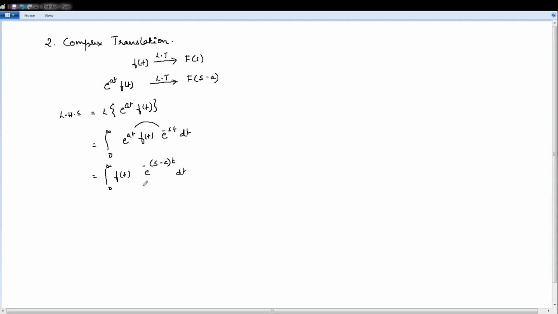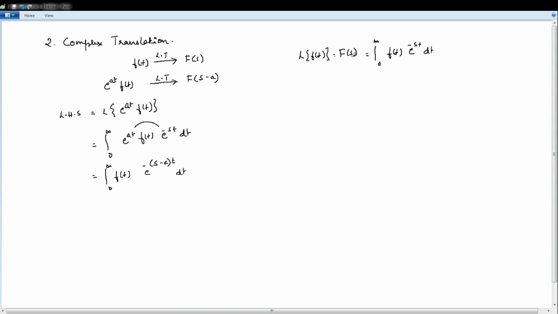Now from the basics, what is the Laplace transform of f(t) defined as, which is nothing but F(s)? It is the unilateral Laplace transform. It is the integral of f(t) e^(-st) dt.